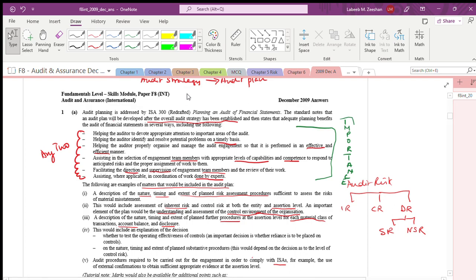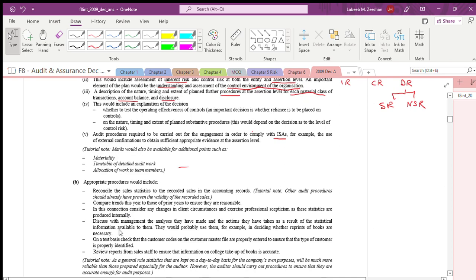Importance. It covers all these things. And these are the matters. Fine. Next.